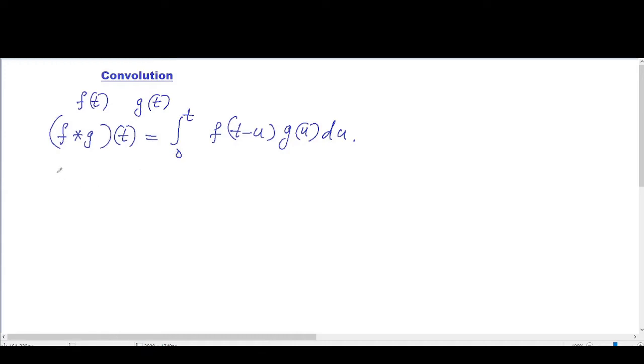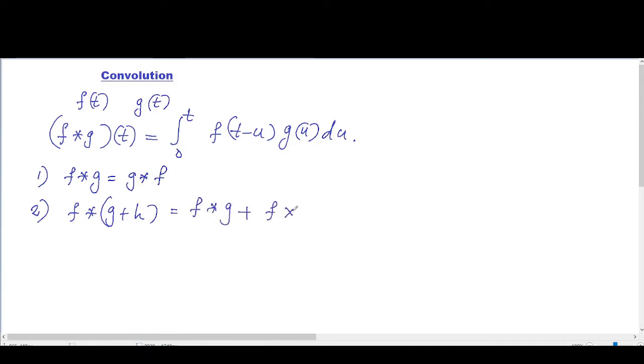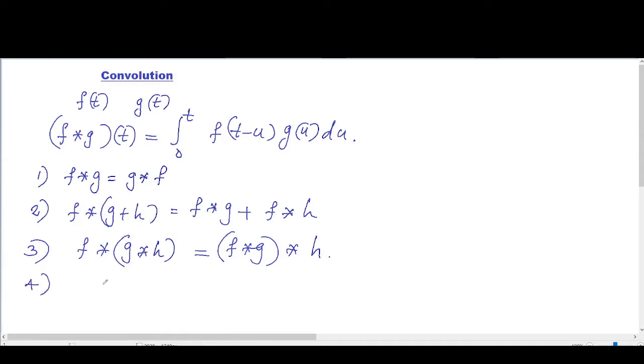Now, some properties of convolution. First one, f * g = g * f, that means the convolution is commutative. Second one, f * (g + h) = f * g + f * h. Third property, the convolution is associative: f * (g * h) = (f * g) * h. Fourth property, f * 0 = 0, and that is equal to 0 * f.